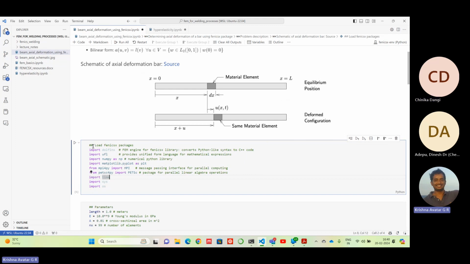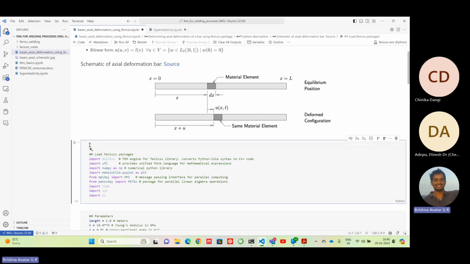So Phoenix, I'll just review because I think this happens to be a very important concept. Phoenix is composed of three different things. Fundamentally it's composed of Dolphin, UFL, and there is something known as basics as well. I think it will be just basics; I forgot the actual spelling. So Dolphin is what we call the FEM engine for the Phoenix library.